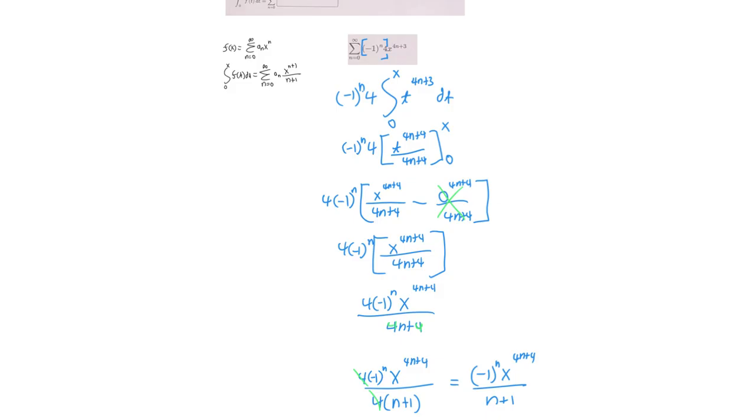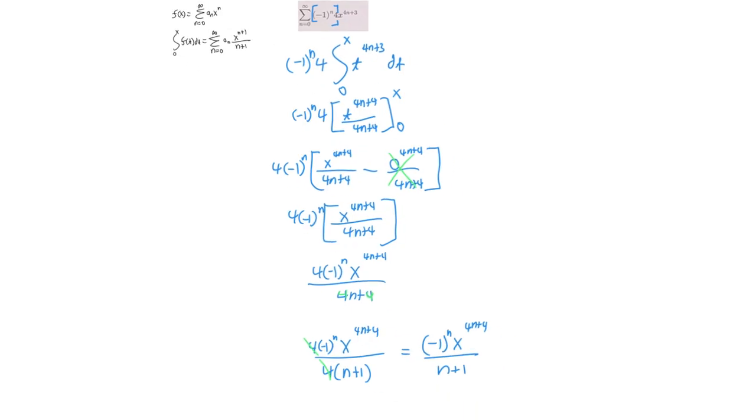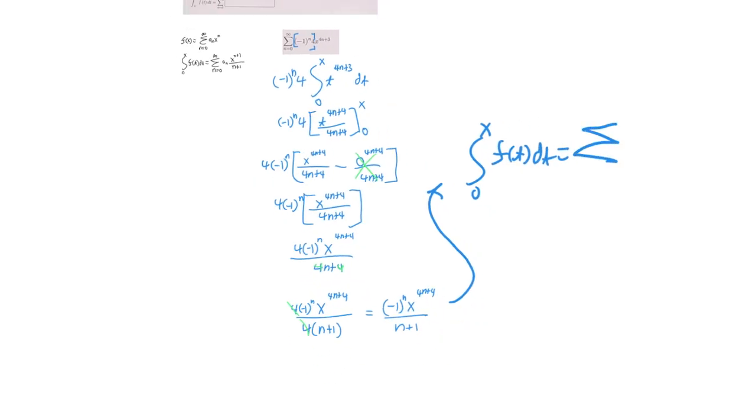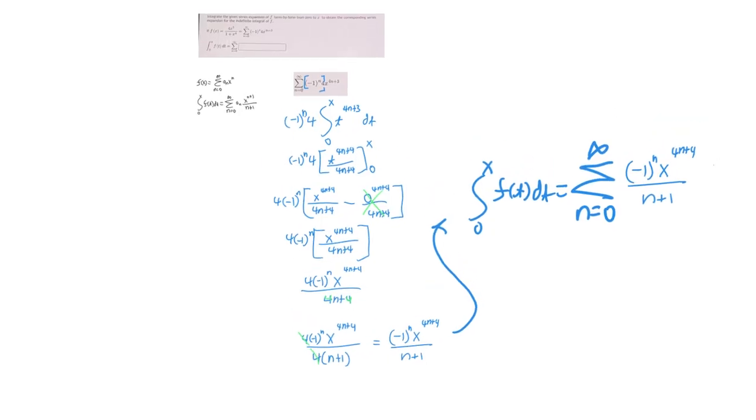Let's see. So therefore, in this case, we could say that it's going to be the following: the integral of f of t dt is really equal to this summation from 0 to infinity of this guy. Okay, so that is something that could go into the box. All right, so that's how you handle these.